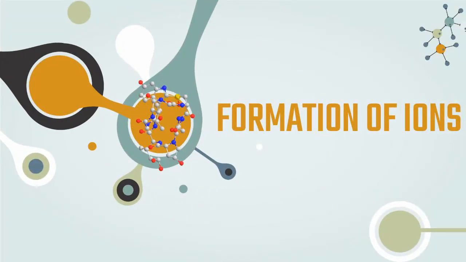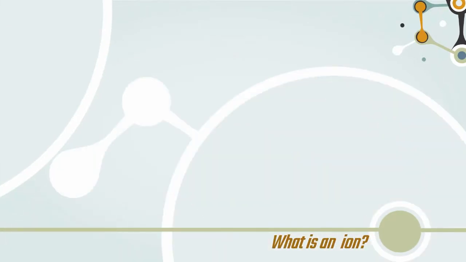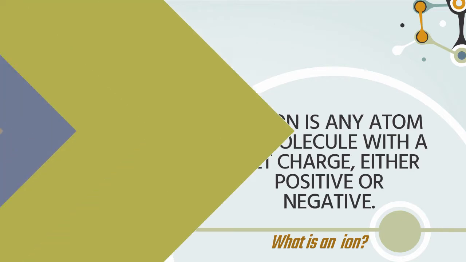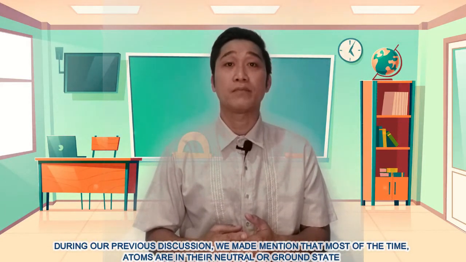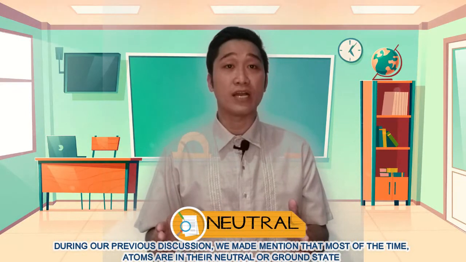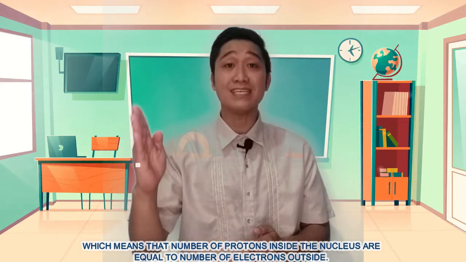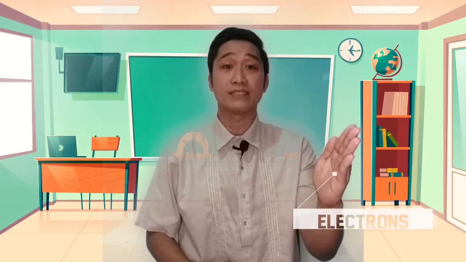Let's start by defining an ion. An ion is any atom or molecule with a net charge, either positive or negative. During our previous discussion, we've made mention that most of the time, atoms are in their neutral or ground state, which means that the number of protons inside the nucleus are equal to the number of electrons outside.